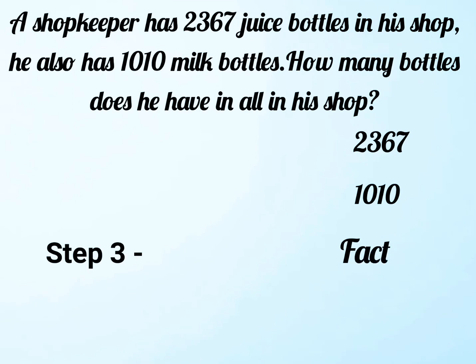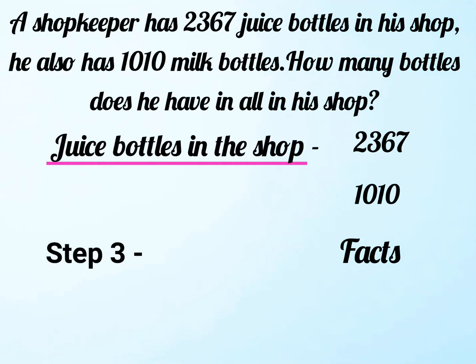Next is step 3, facts. By facts, we mean the information or statement given in the story sum about each number or value. So for the first value, that is 2367, the fact given is a shopkeeper has 2,367 juice bottles in his shop. So all we need to do is simply jot down this fact on the left hand side of the value. So we can write total number of juice bottles in the shop, or in short, juice bottles in the shop.